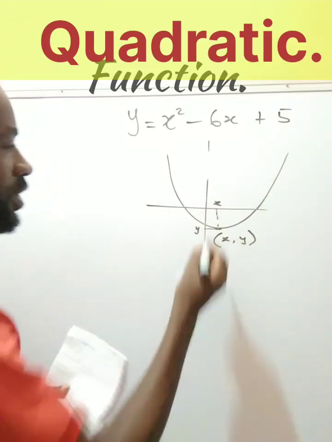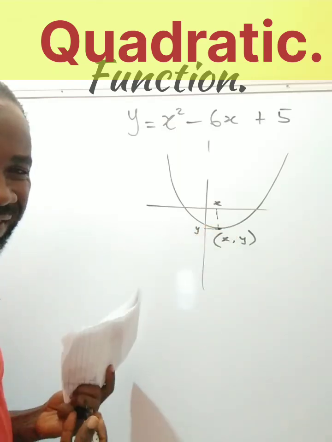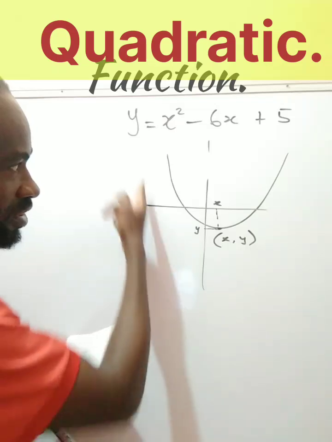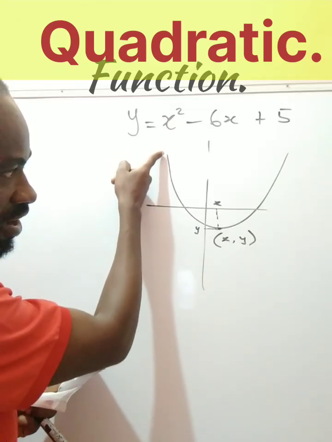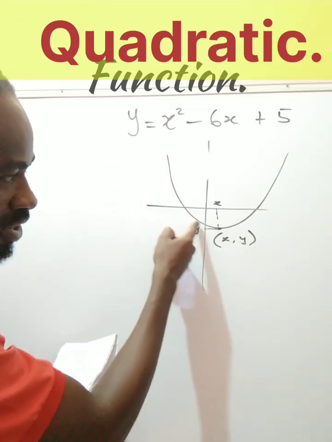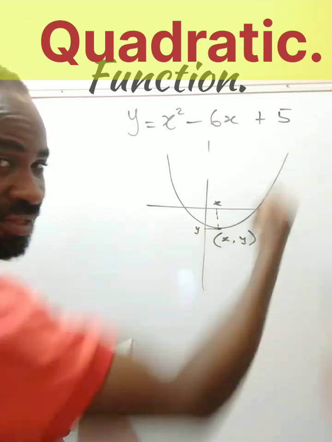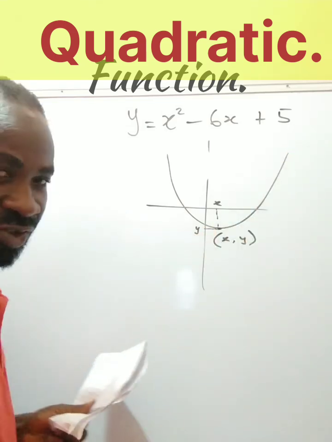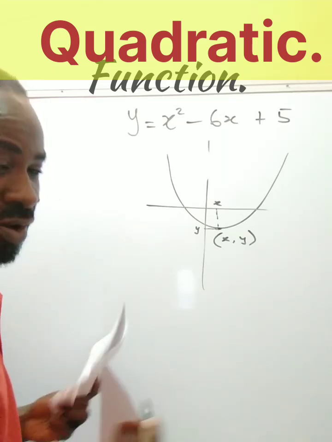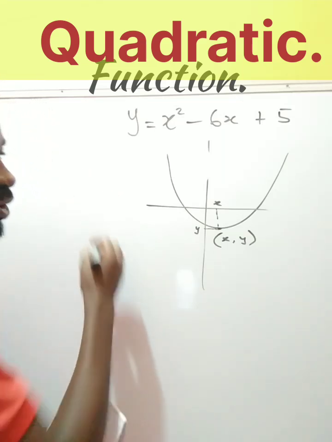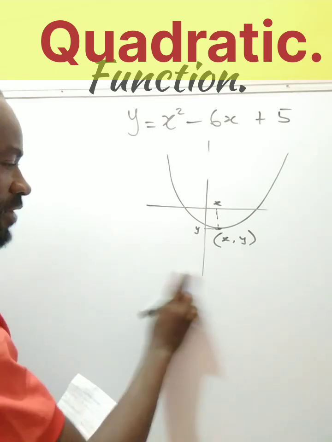Now the minimum point is also the turning point because it is at that point that the curve changes direction. Let's assume you have a car descending down the slope. As it gets here, it turns and begins to ascend again. So that is why it is also called the turning point. And from our knowledge of calculus, the turning point is where your first derivative is zero.